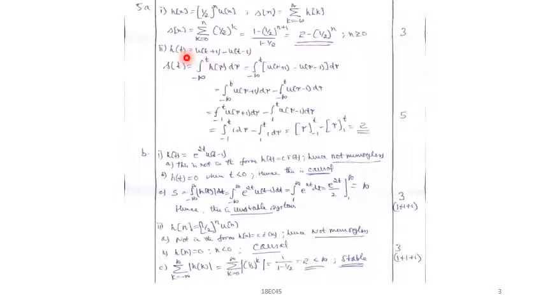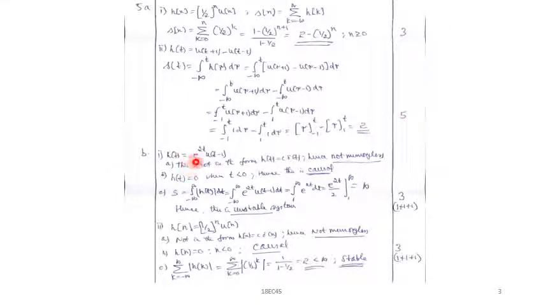The second problem is h of t is equal to u of t plus 1 minus u of t minus 1. This is a continuous time signal. The step response is given by s of t is equal to integral from minus infinity to t of h of tau d tau. Using this equation and defining u of t plus 1 and u of t minus 1, you'll get the answer as 2. This is asked for 8 marks, so this will be 5 plus 3, which gives 8.